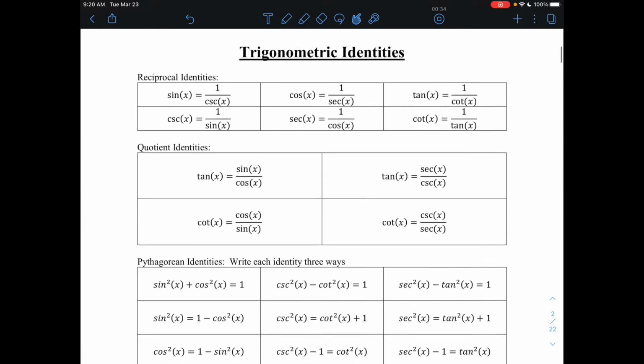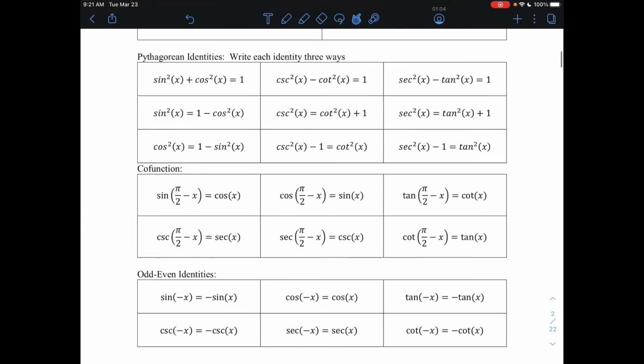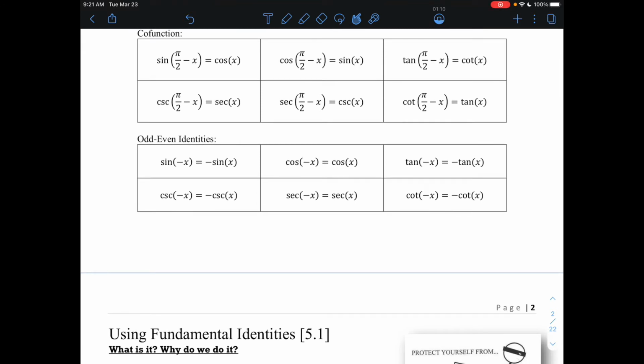So going over our trig identities, the identities that we have shown right here, these are the ones that we were using before. So our standard reciprocals, sine with cosecant, cosecant with sine, cosine with secant, secant with cosecant, and so on and so forth. Our quotient identities, and our different Pythagorean identities. So these are all the identities that we were using before, and these are the identities that we're going to be continuing to use. We do have a couple of new identities, which are cofunction and odd-even.